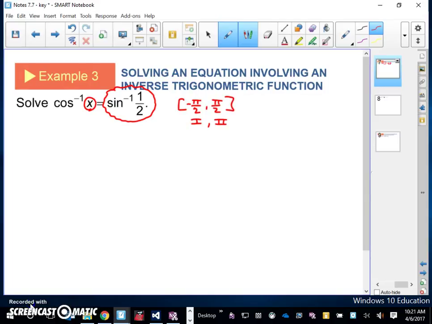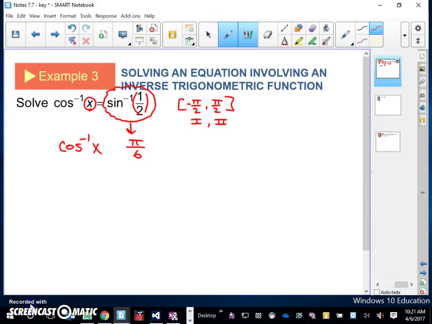What'd you say? Negative pi over 6. There's no negative in the problem. It's not negative 1/2, it's positive 1/2. And when it's a positive value like this, we don't even really have to think. It's just pi over 6. We don't have to think about reference angles or anything that much. We just know it's positive. It's just going to be whatever that reference angle is, pi over 6.